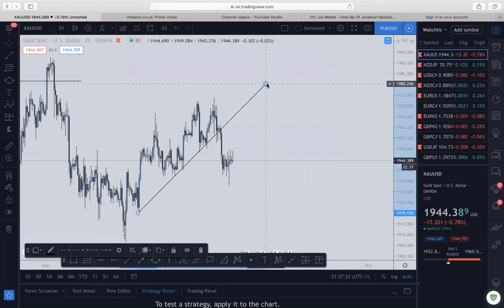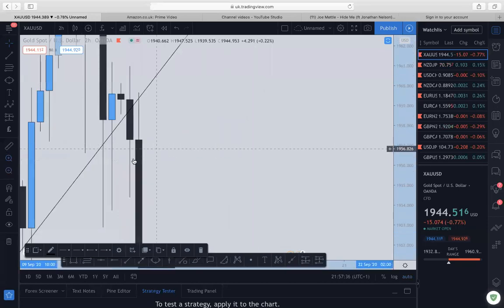And why is price selling right now? We have broken it, retested it, and dropped. How do I know that I've retested it? Let's look at it. This is the candle that broke it, and this is the candle that retested it.